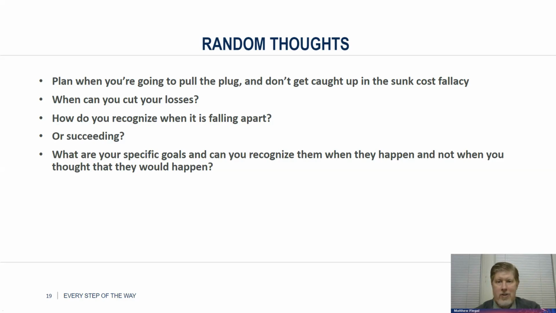So how do you cut your losses? How do you recognize when it's falling apart? Preferably while there's still time to course correct. But similarly, how do you recognize if it's succeeding? Do you have markers along the way where you don't have to wait 6 months for all of your data to be analyzed and tabulated to know, I think this worked? And again, have you set specific goals?